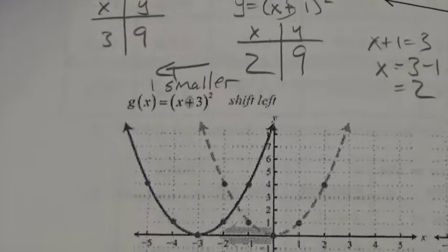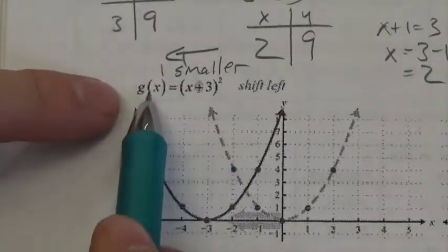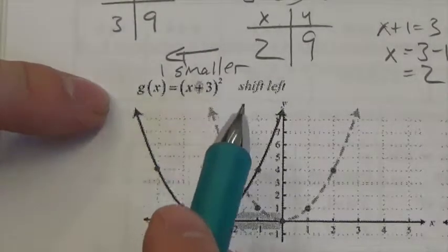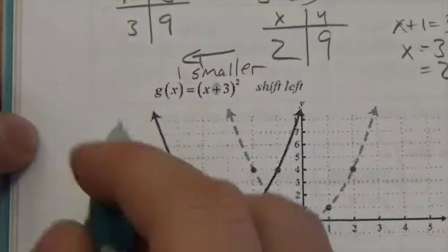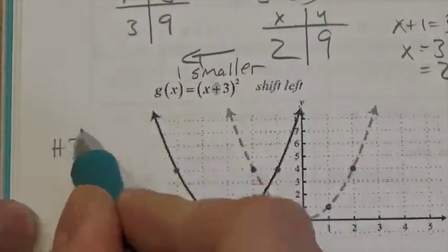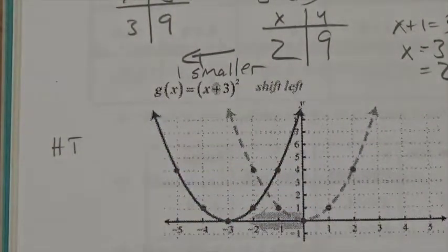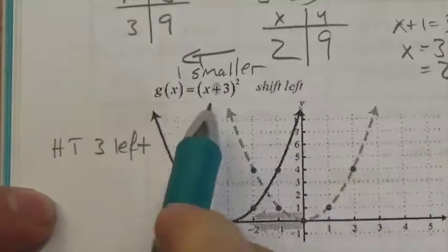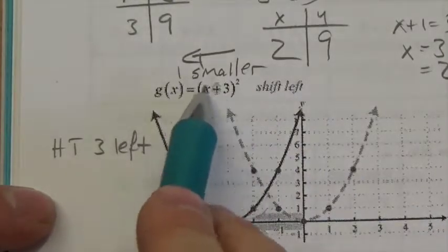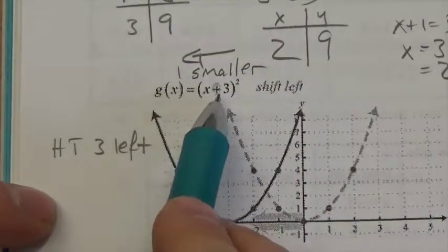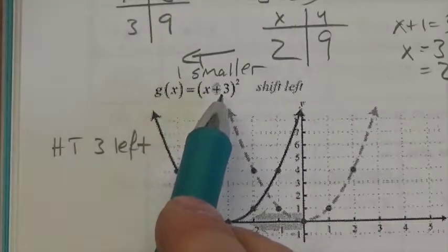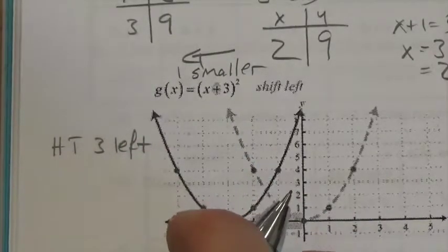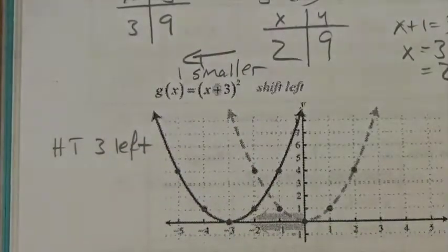So take a look right here. If I've got g of x is equal to x plus 3 squared, then I know that this graph has undergone a horizontal translation. I'm just going to use HT to represent that. This has got a horizontal translation of 3 left, because if I was to isolate the x here, I would have to subtract. The last thing I would do to bring that 3 over would be to subtract it. That's how I isolate the x here.